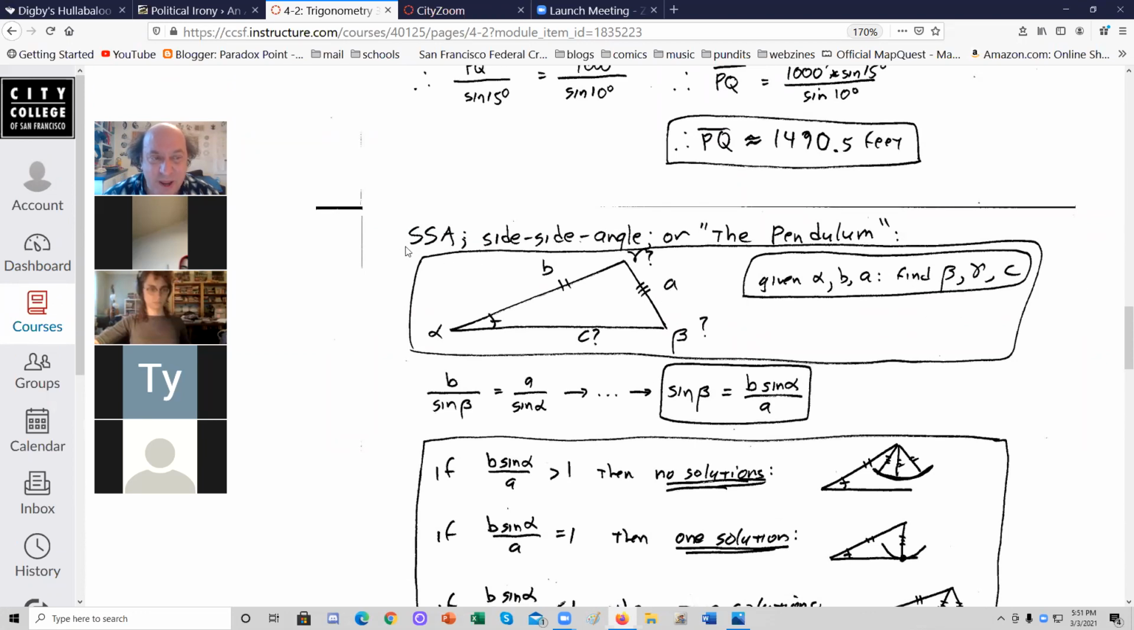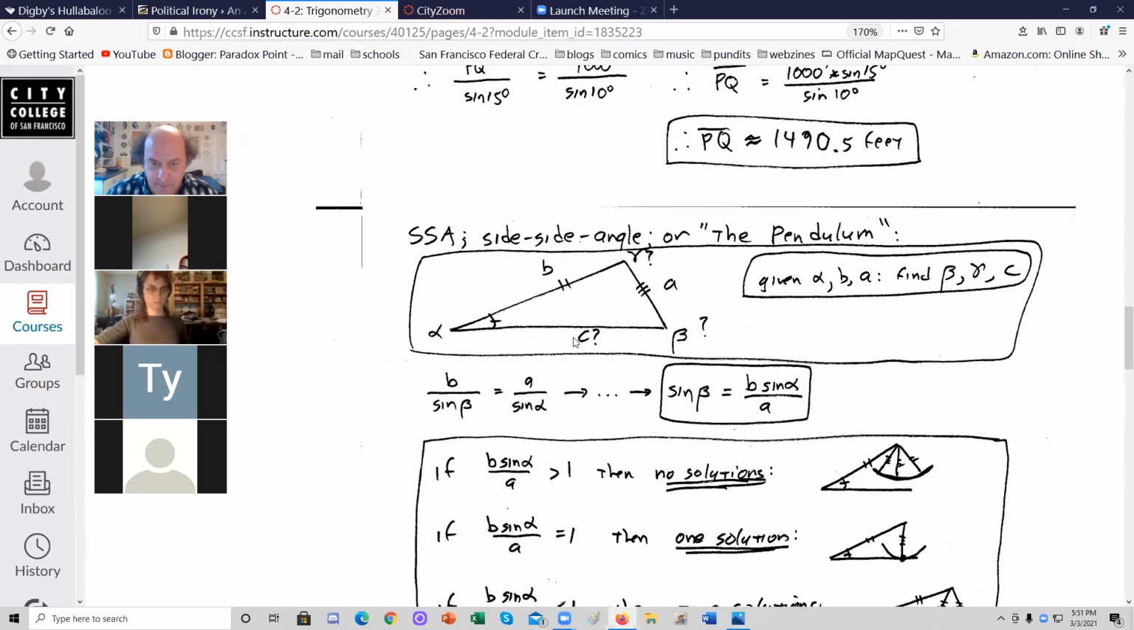Now, here we have another kind of angle. I call it, for politeness' sake, side-side angle, though it's usually written the opposite way around, which I won't repeat for obvious reasons. But I also call it the pendulum, because the idea is, okay, here we have an angle, a side, and a side. Given alpha, given B, given A, find gamma, find beta, and find C.